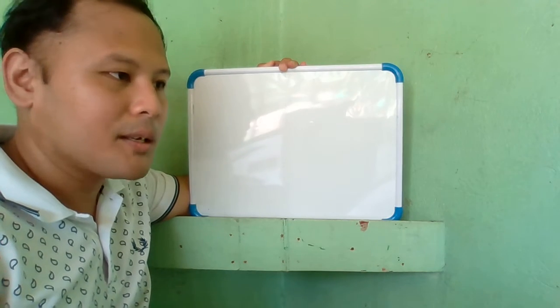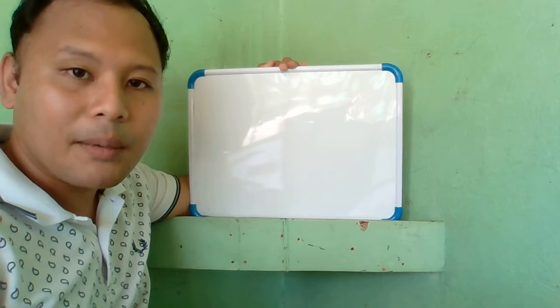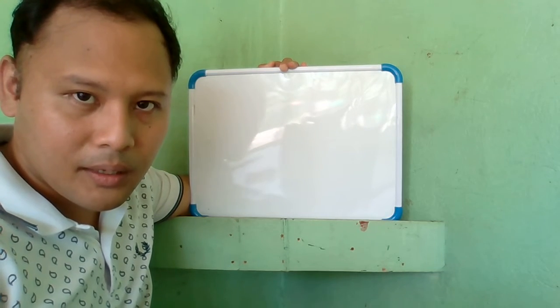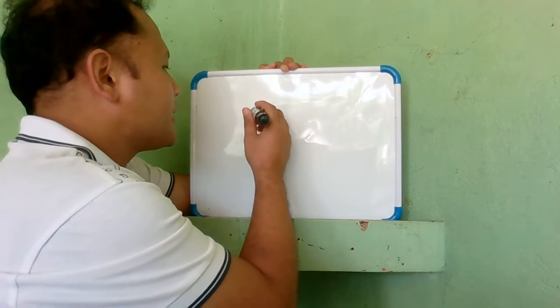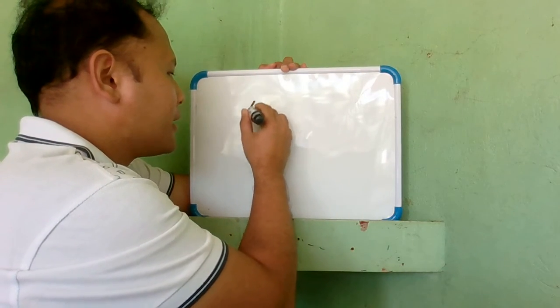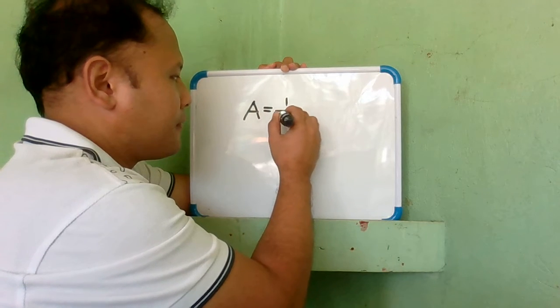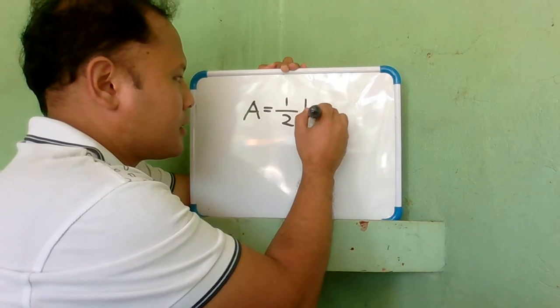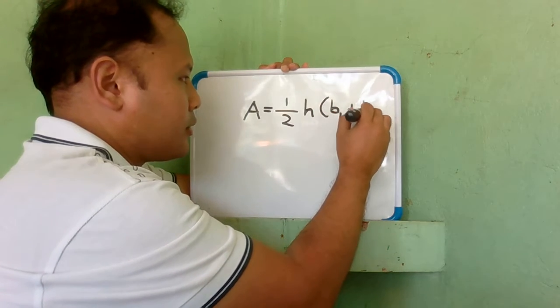Today, I will share with you a shortcut about the area of the trapezoid. Okay? So, let me share this one to you. This is the area of the trapezoid. A equals 1/2 h (base 1 plus base 2).